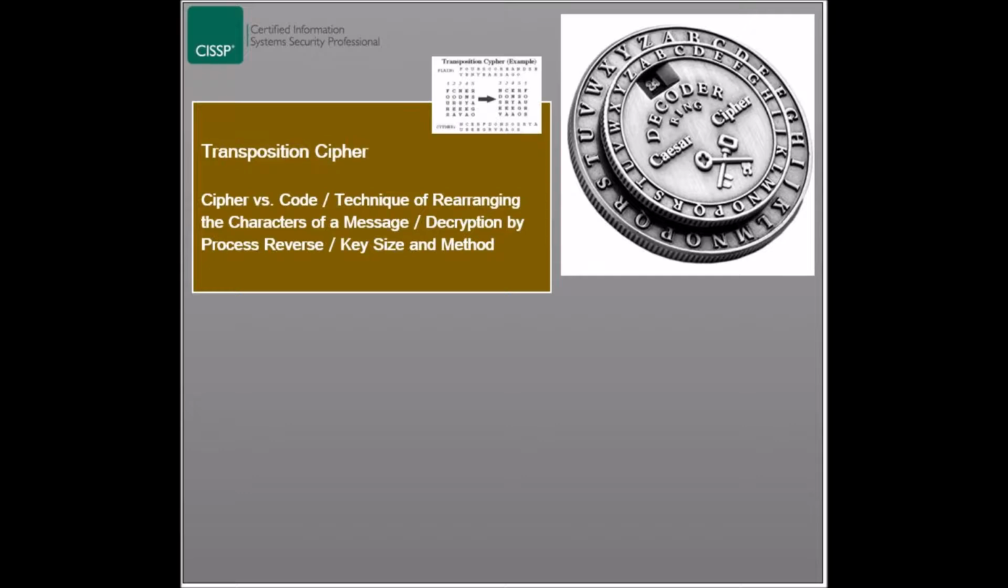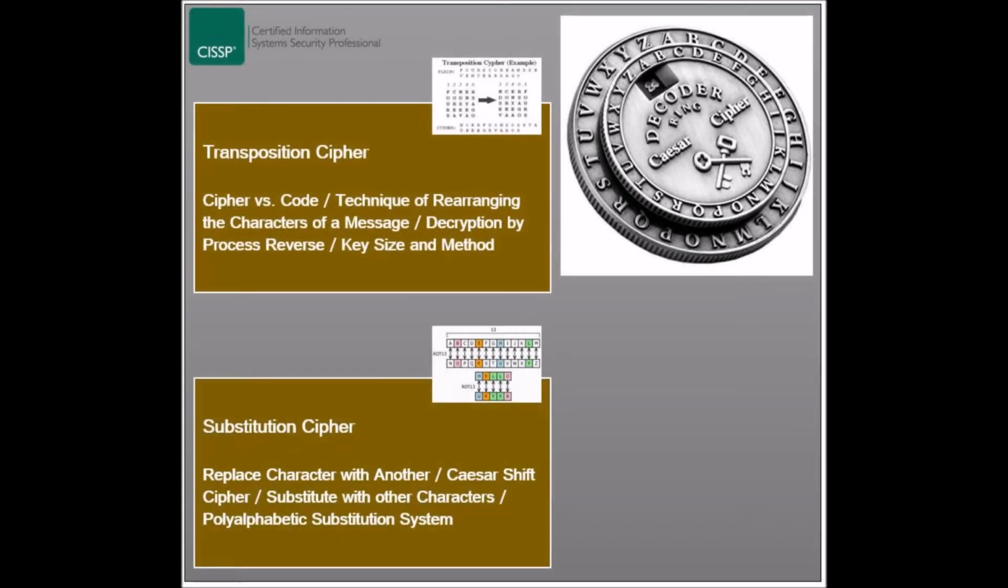This technique could get more complicated depending on the used key and its size, which would dictate how the characters would be rearranged. Substitution ciphers use the technique of replacing each character of a message with another. The Caesar cipher is an example of the substitution type, where each character is replaced by another character shifted by several positions to the right or to the left.